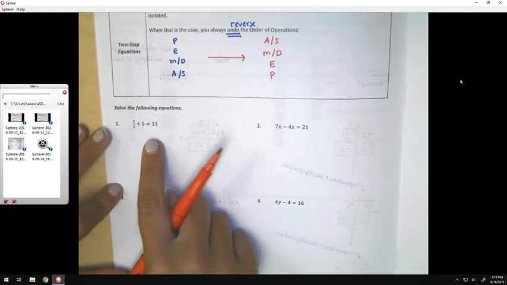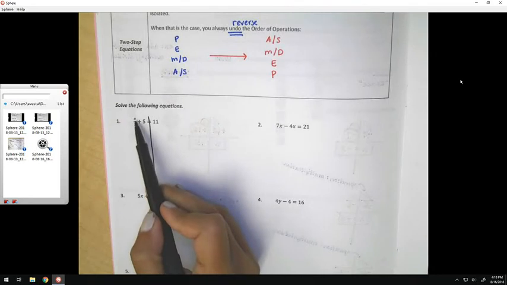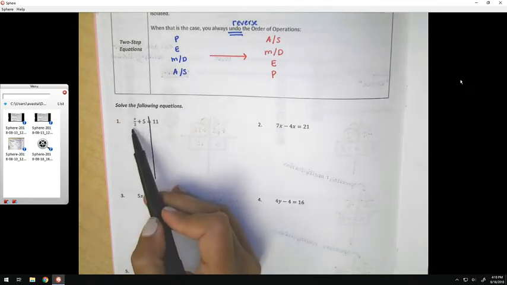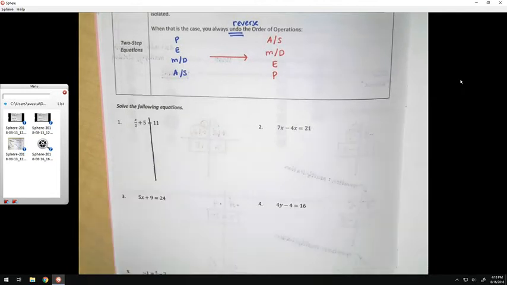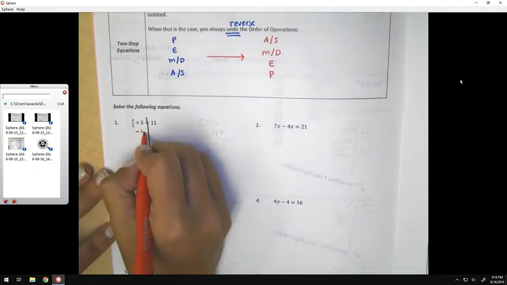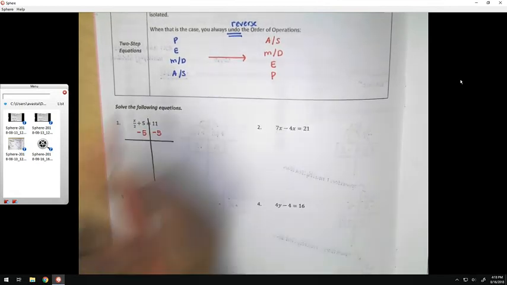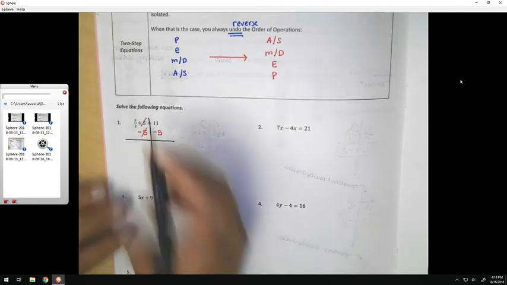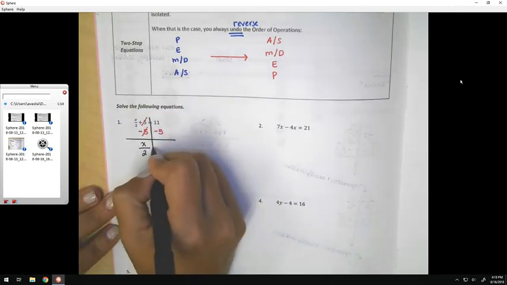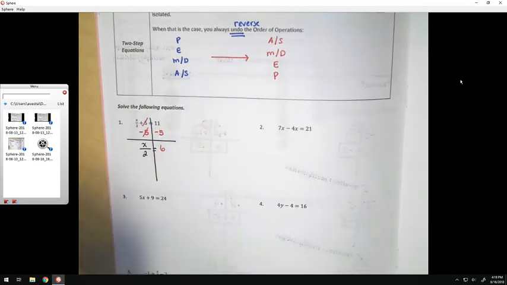For example, in problem number 1, I'm going to draw a vertical line through my equal sign. I have an x on the left-hand side that is divided by 2, and there's a plus 5. I need to undo both the plus 5 and the dividing by 2. Now, in order to undo this, I'm going to start by undoing the adding and subtracting. So I'm going to start by subtracting 5 on both sides to make that plus go away. When I do that, the 5's cancel, and on the left-hand side, I have x divided by 2. On the right-hand side, then, I have 11 minus 5, which is 6.